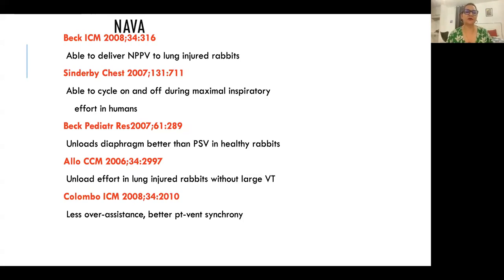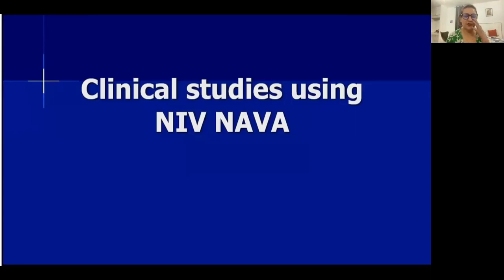In 2008, a study came out on rabbits, where they found that they were able to deliver this in a non-invasive way to the rabbits. And in 2007, it was seen that they were able to cycle on and off during maximal inspiratory efforts in humans. Another study on rabbits showed that diaphragm unloading was better with Nava than with pressure support ventilation. And again in rabbits, it was seen that unloading of effort in lung injury happened without increasing the tidal volume, with less over-assistance and better patient-ventilator synchrony. So these were small studies on animals.